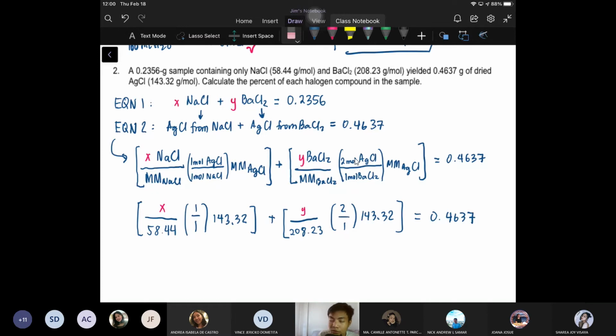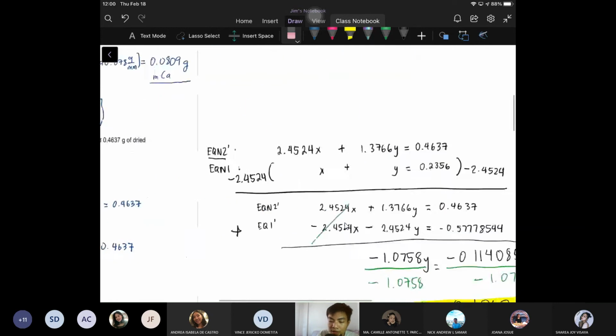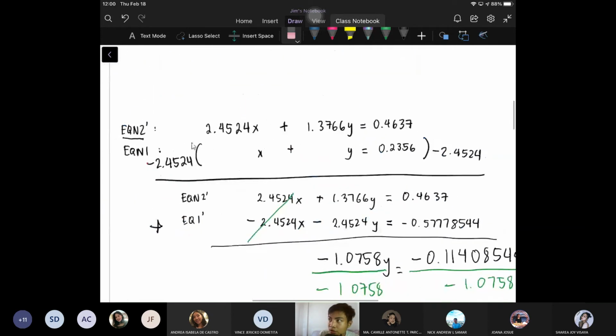So yan, then yung moles ng silver chloride ko dito, kinonvert ko to molar mass ng silver chloride. Minultiply ko sa molar mass ng silver chloride, so I will get the mass of silver chloride from barium chloride. So pag pinag-add ko tong dalawang to, equal yon dito. Okay. Then what's next? You plug in all the molar masses. So ito yung mga molar mass, plinag in ko siya sa equation, then minultiply ko yon sa x and y. So I was able to get this equation here.